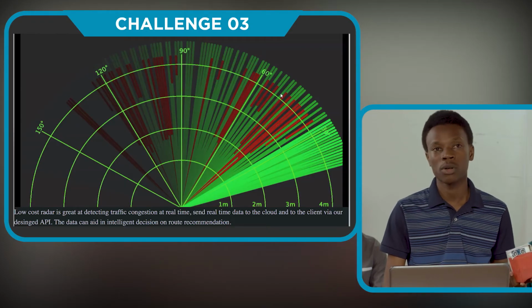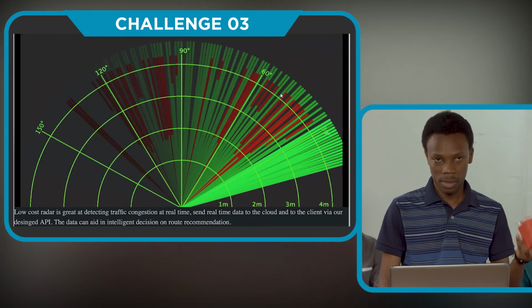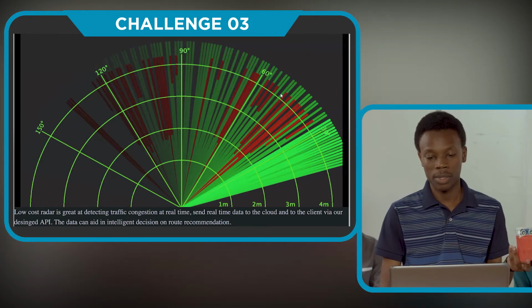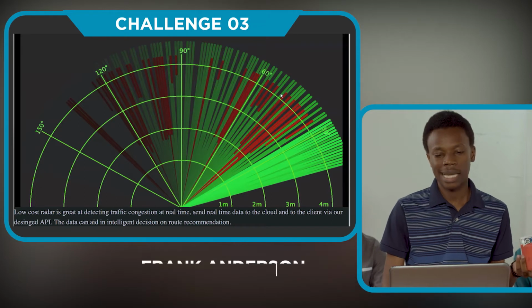How did we make this possible? We have invented an IoT solution that can detect traffic congestion in real time and send the collected data to the cloud and then to the client for best recommendation of route. How does this function? This is built with a combination of sensors that can detect distance.